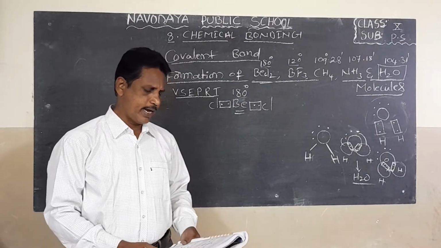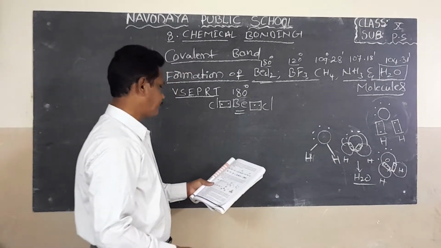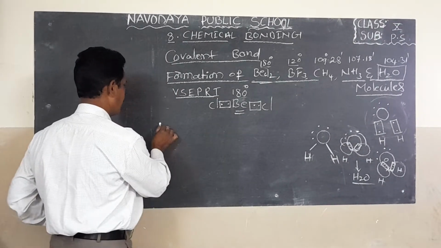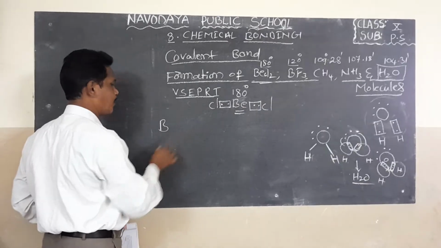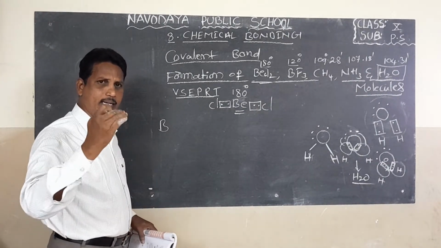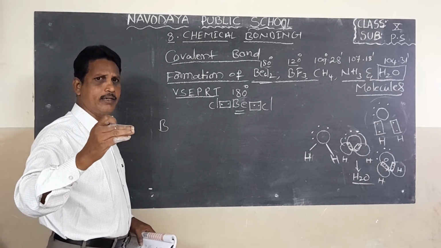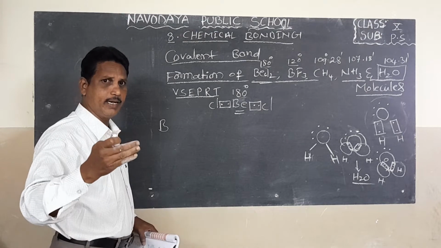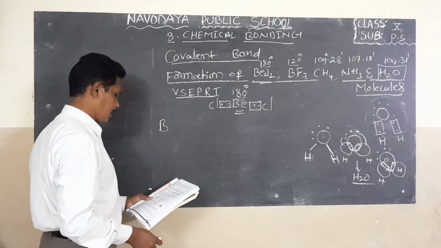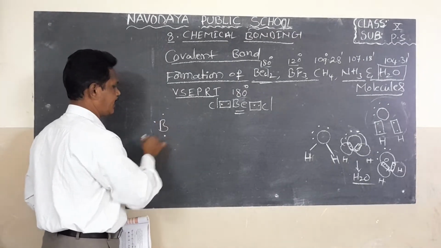Okay. Next one, BF3, boron trifluoride. The atomic number of boron is 5, electron configuration 2, 3. There are 3 valence electrons present in boron. These are the 3 valence electrons.